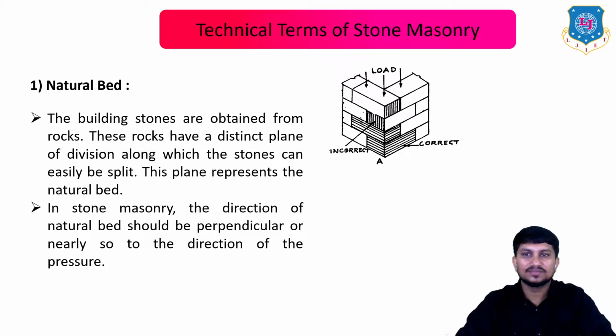You can clearly see in this figure, the building stones are obtained from the rocks. These rocks have a distinct plane of division along which the stone can easily be split. This plane represents the natural bed. The plane at which the rocks have a distinct plane of division is called the natural bed. In stone masonry, the direction of natural bed should be perpendicular or nearly so to the direction of the pressure.